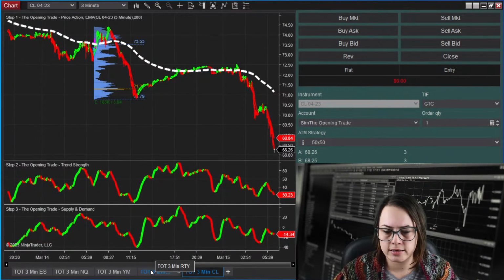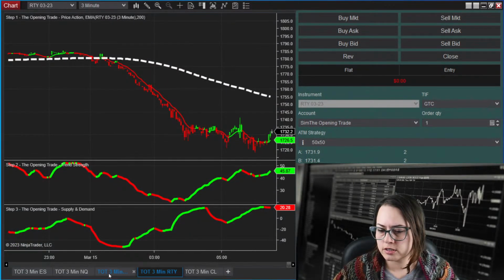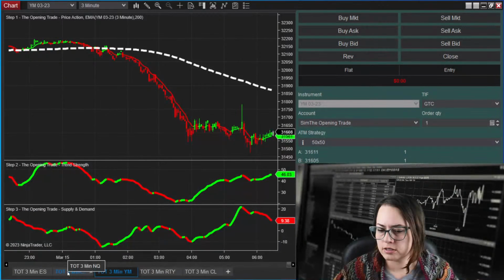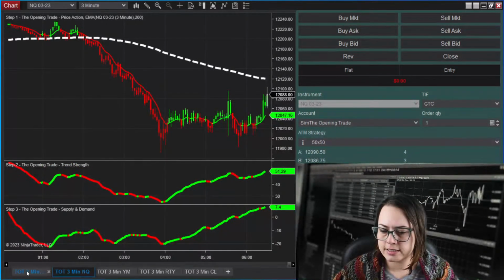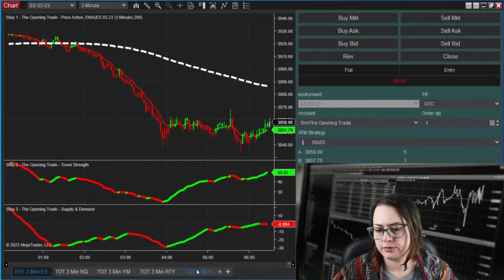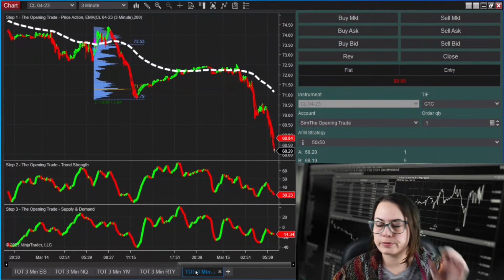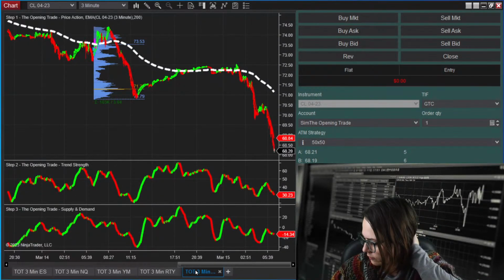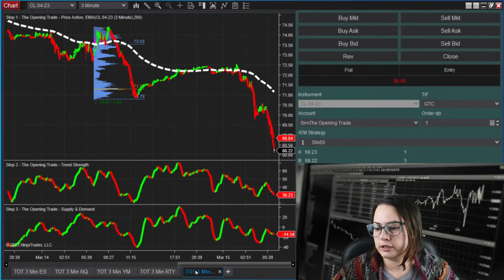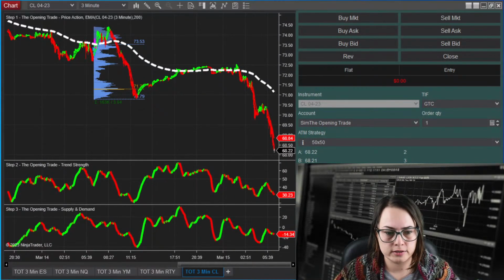So what else is happening? We see the Russell is below, and we also see the Dow is below. The NASDAQ is pretty close, but it's below, and ES is below. So crude oil will be the one I'll be watching first, seeing as there currently looks like there could be a mean reversion.